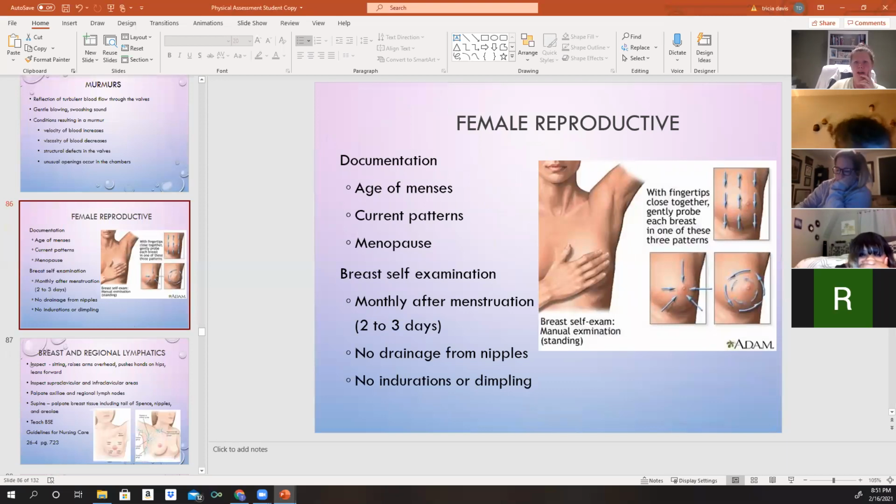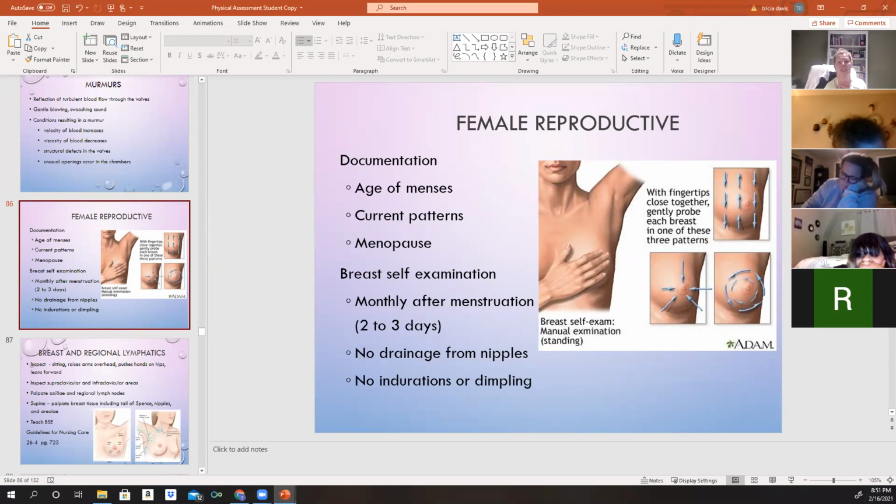All right, so female reproductive. What are we going to document about our female patients? This is probably not for the hospital setting, but definitely in your primary care office, you would want to know how old they were when they got their period. This is pretty focused, so you would probably be working in an OBGYN office if you were asking all these.